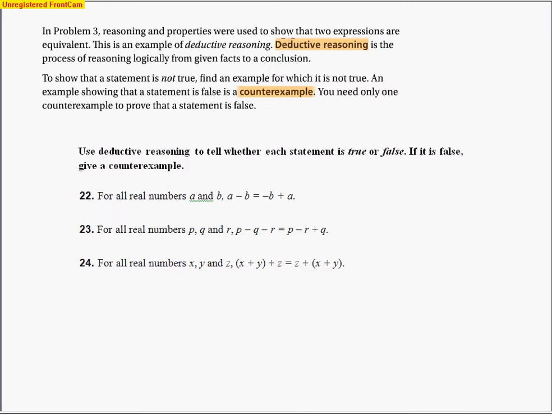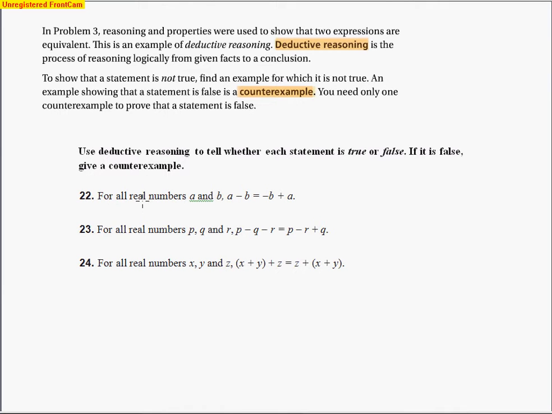So we're not sure about a result or conclusion, and we're not sure about some given facts, and we come up with a conclusion. That's the difference between the two. So oftentimes it says to show that a statement is not true, we find an example that makes it not true. And showing that a statement is false is called a counterexample. That's what we're going to try finding here. You only need to find one counterexample to prove that a statement is false.